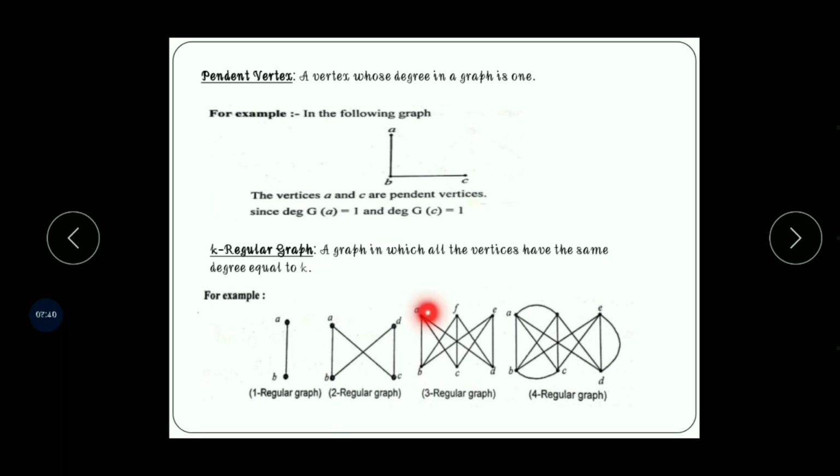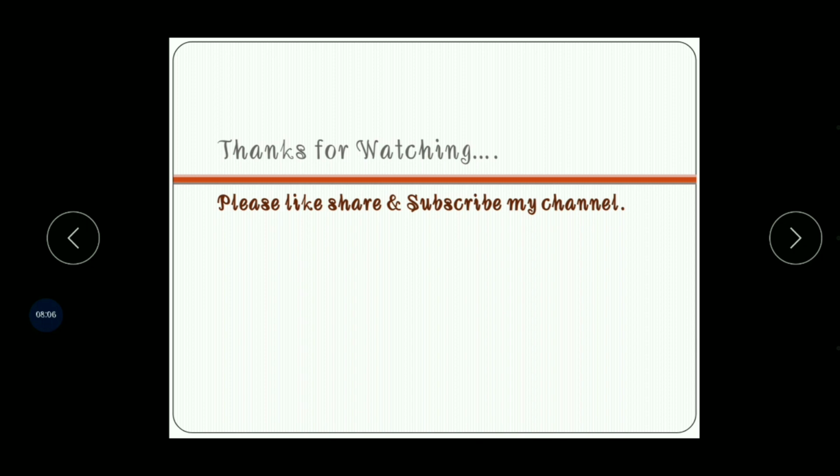Here you can see degree of A is 1, 2, 3. Degree of B is 1, 2, 3. Degree of C is 1, 2, 3. Degree of D is 1, 2, 3. Degree of E is 1, 2, 3. And degree of F is also 3. So this is a 3 regular graph. Similarly, here you can see all the vertices have degree 4, so this is a 4 regular graph. So this is the basics of graph theory.